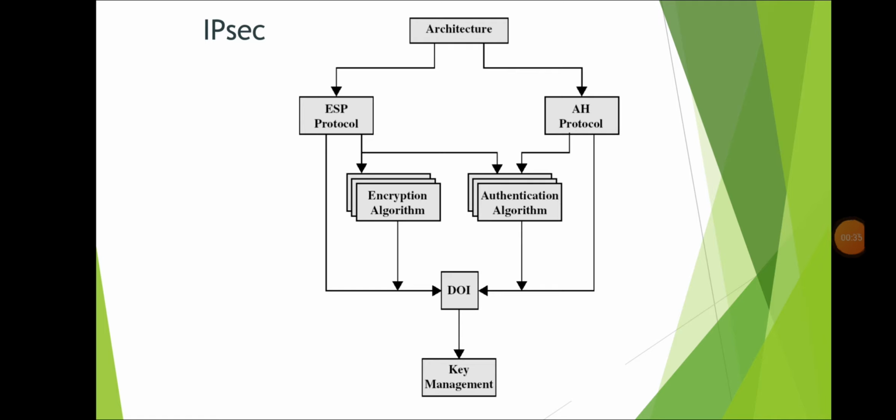In the previous lecture, we reached up to the IP security architecture. This architecture consists of the ESP protocol, that is the encapsulating security payload, and the AH protocol, that is the authentication protocol. Both have algorithms: the ESP protocol has both an encryption algorithm as well as an authentication algorithm, and the AH protocol has only an authentication algorithm. From that it goes to the DOI, and from the DOI to key management.